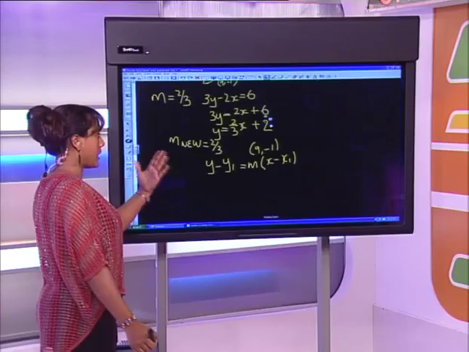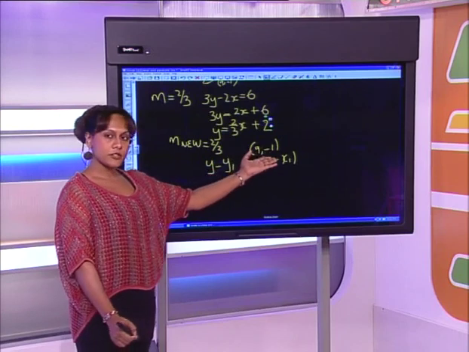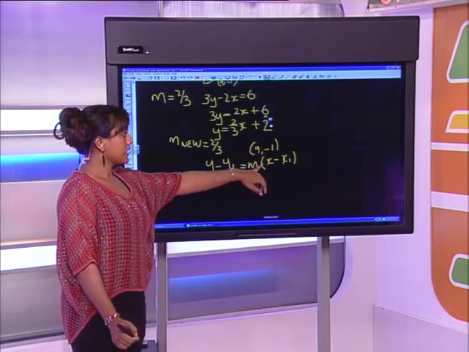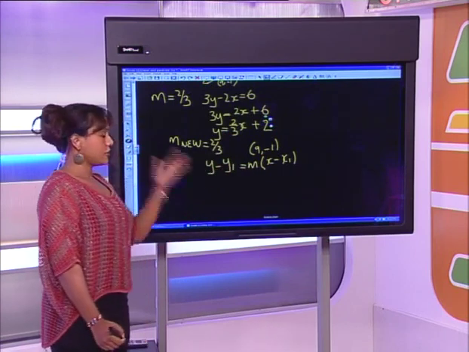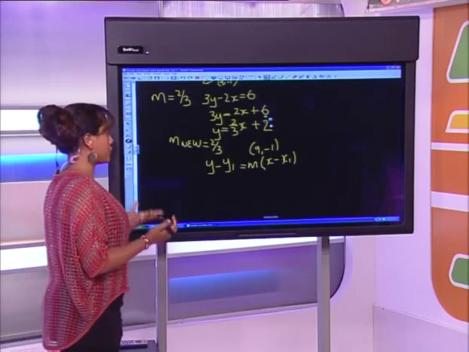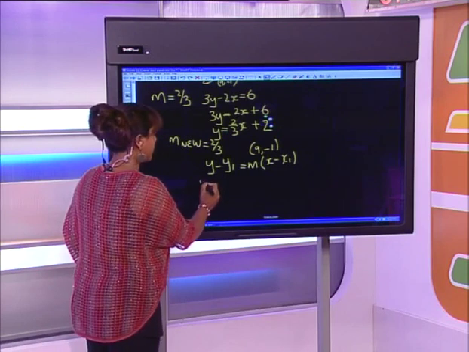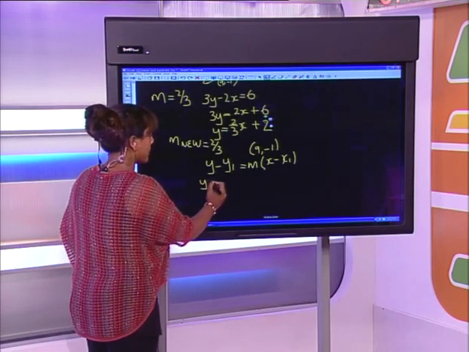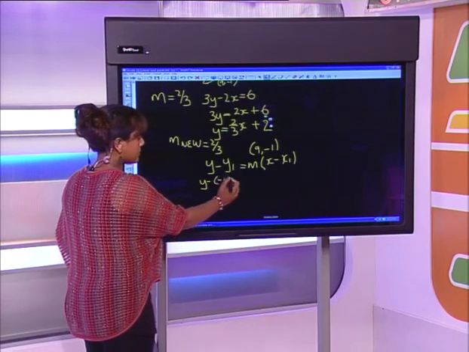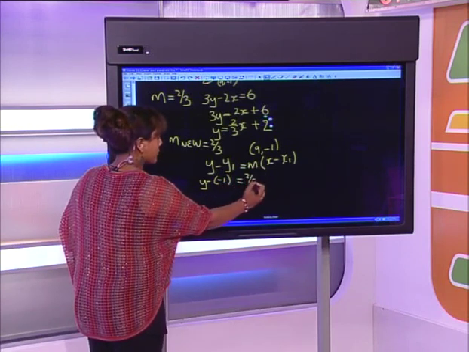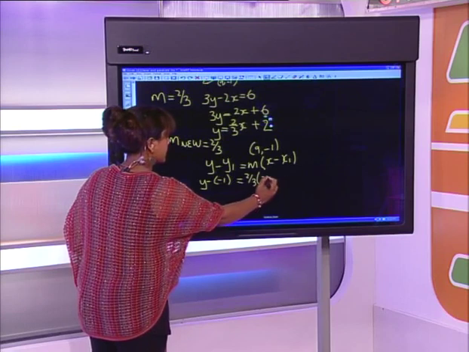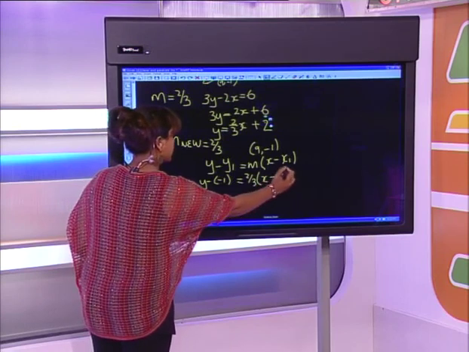Okay? Y1 will be the y value that we've got, which is minus 1. X1 will be the x value, which is 9. And m is obviously your gradient, which you've worked out to be 2/3. So it's going to be y minus, remember to use brackets here, minus 1, is equal to the gradient, which is 2/3 times x minus 9.